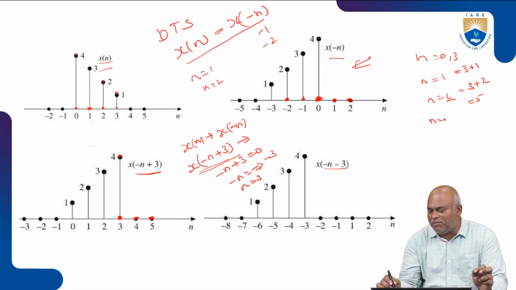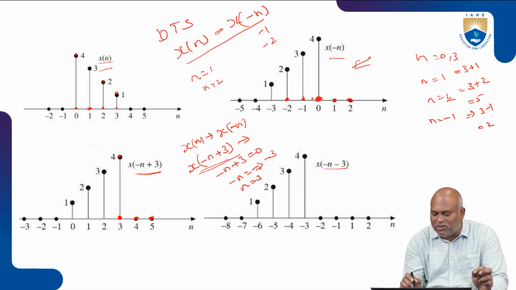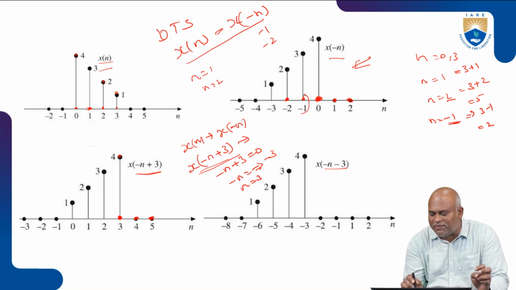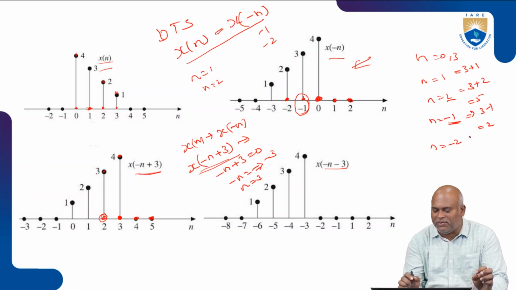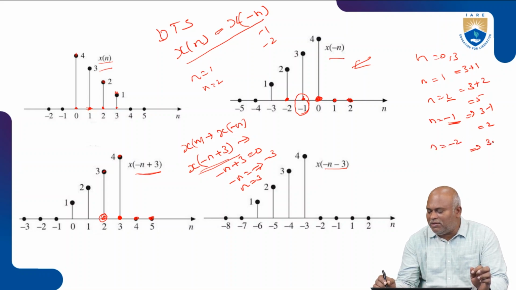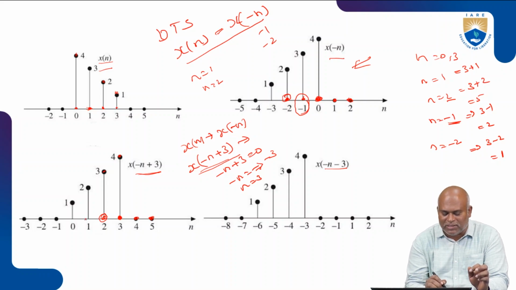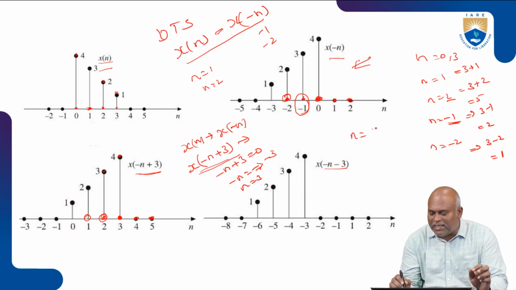Next, we go for n equal to minus 1. That is equal to 3 minus 1 equal to 2. For the 2 position, it's going to happen, that is n equal to minus 1. The x of n at minus 1, this position goes to the second position of our resultant value. What is the amplitude? 3. Then next n equal to minus 2. So here 3 minus 2 is equal to 1. So the minus 2 position goes to the plus 1 position. Next n equal to minus 3.